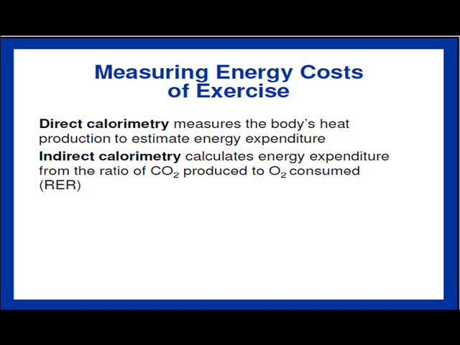One is direct calorimetry, which we briefly discussed, which measures the body's heat production to estimate energy expenditure. The other method that you'll certainly see in lab on a number of occasions is indirect calorimetry. That calculates energy expenditure as the ratio of carbon dioxide produced to O2 consumed by the body. We refer to that as the RER, the respiratory exchange ratio.